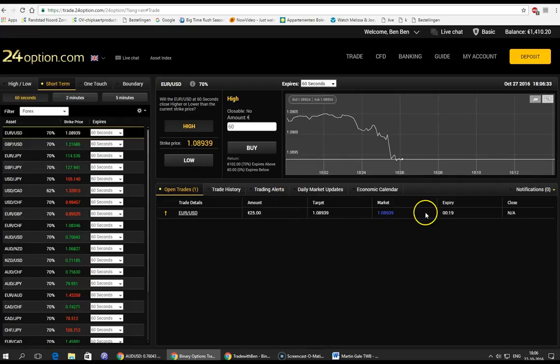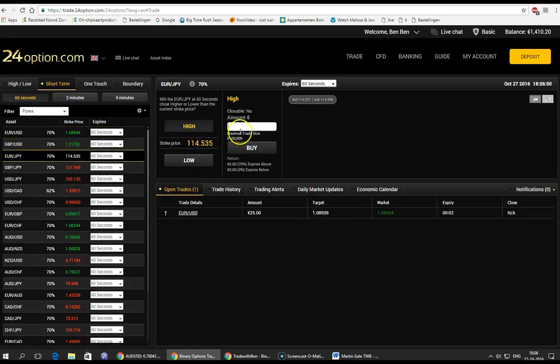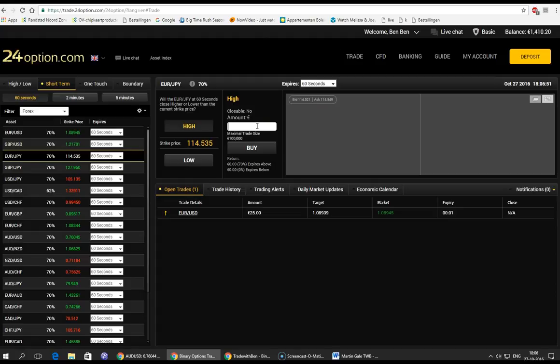39. So we have to win this trade before we go to another trade. So US dollar Swiss franc is going down right now. Broke the resistance, and let's see. So we're quite in the money for this trade. So let's go to another trade. Euro Japanese yen, higher, 25 euro, and just place the trade when you're ready.